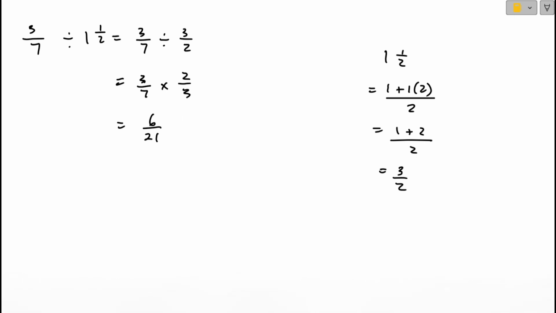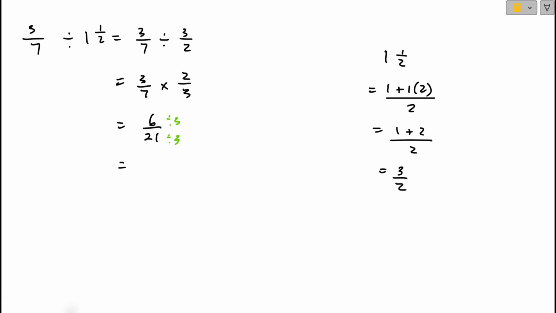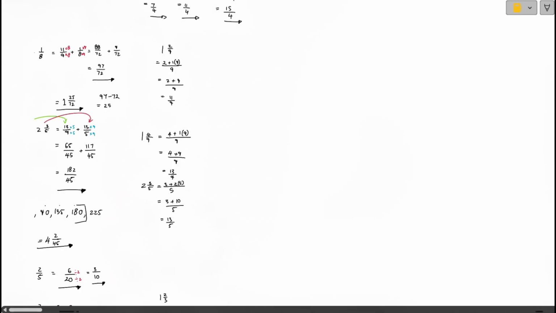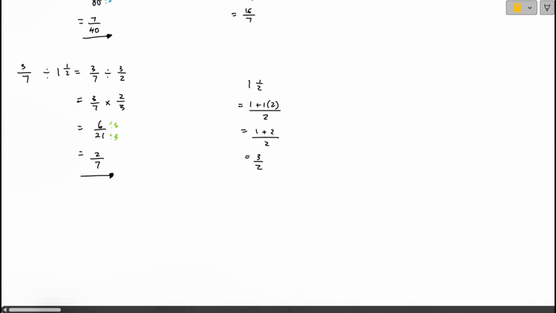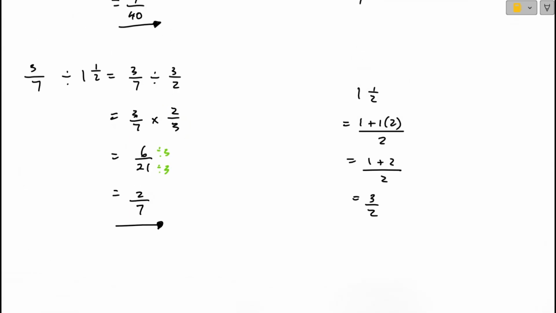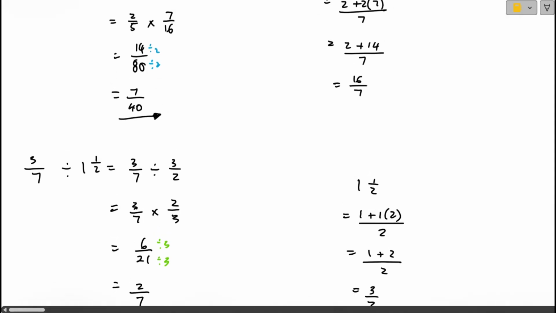Okay, can I simplify this? Surprisingly, you can divide both sides by 3. And this will be 2 over 7. Okay, so that basically sums up everything for fractions you are required to know for grade 8 up until university. You should know this off by heart. Everything you need to know about fractions, right? All the basic addition, subtraction, multiplication, and division of fractions.